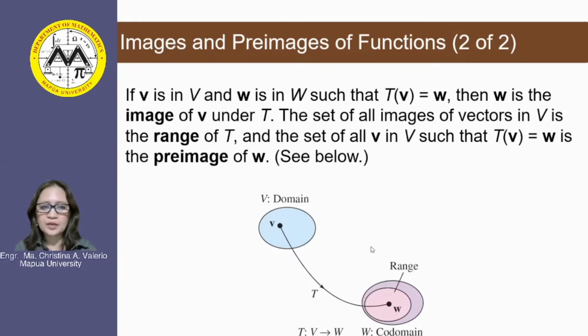See below. So we can see here we have two vector spaces. We will call V the domain and we will call W the codomain. We see that the transformation of v is w under T. And we will call all images of the vectors in V the range of T.